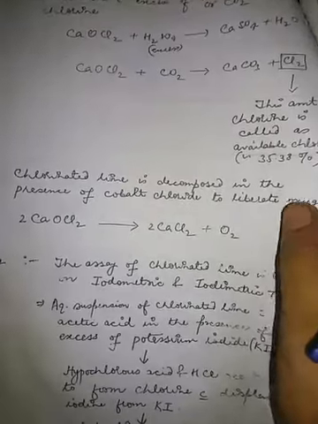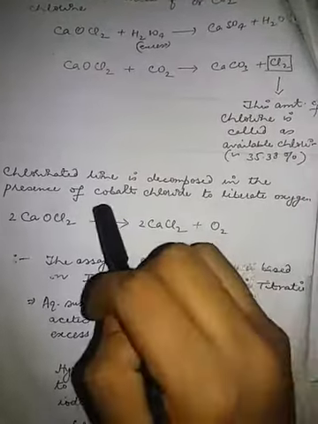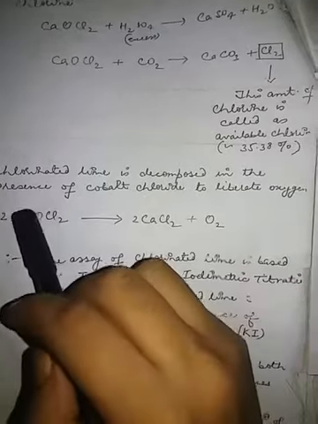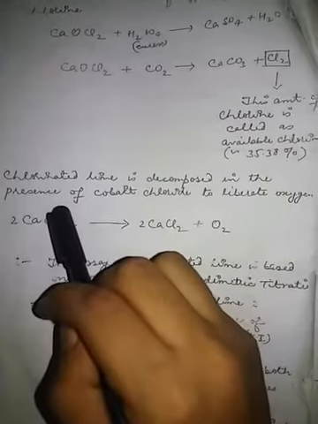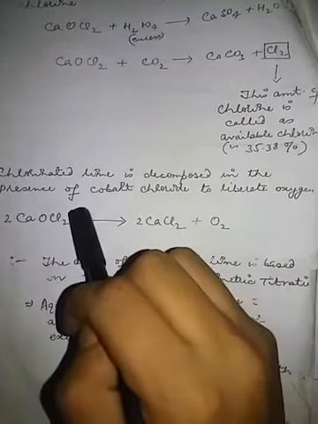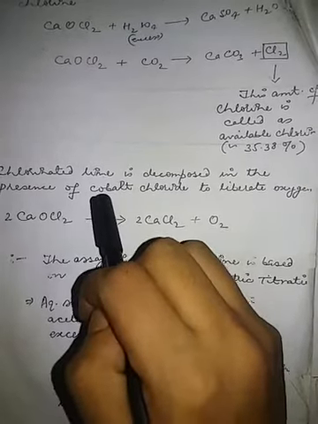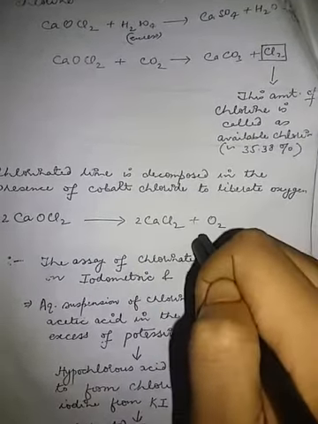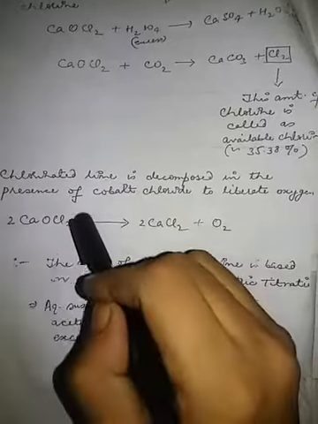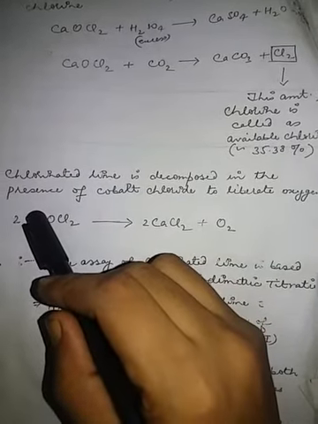The chlorinated lime is decomposed in the presence of cobalt chloride. This is chlorinated lime. If we add cobalt chloride, we get oxygen, and the decomposition of chlorinated lime will occur.